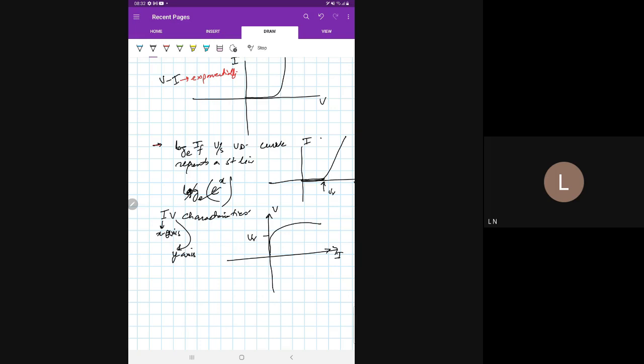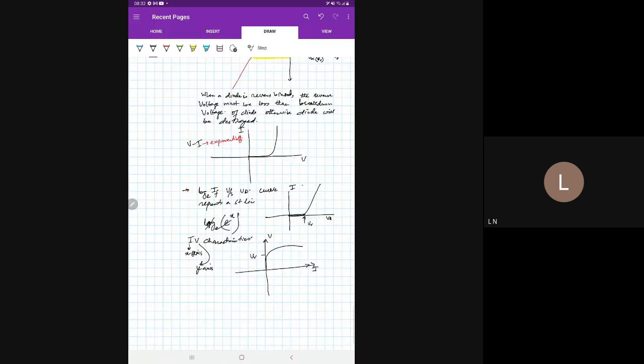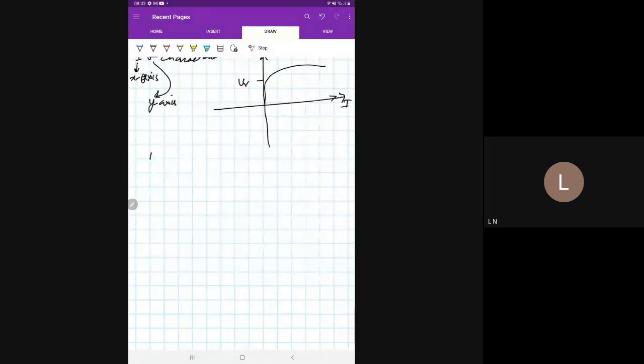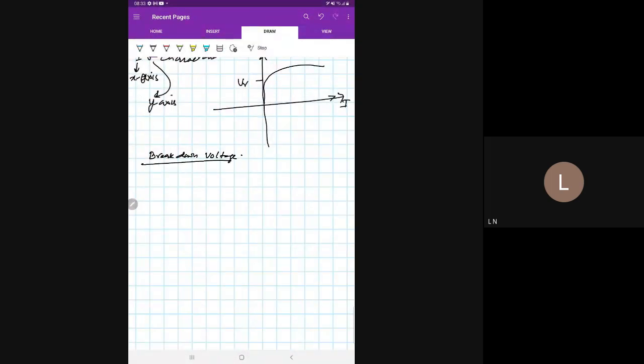And I talked something about breakdown voltage. I said the breakdown voltage is the voltage at which the diode will be damaged. Breakdown voltage is denoted by V_BR or BV.